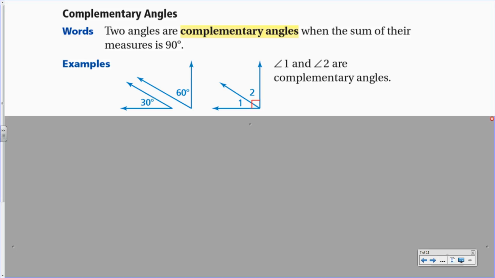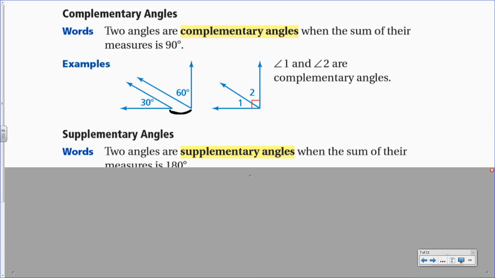Please notice in the first example that the angles are actually not touching. Whereas in the second case, it's a little more obvious that they're 90 degrees because there's a right angle in it. So 30 and 60 equals 90 in the first one, and angle 1 plus angle 2 together create a right angle. So we know they are complementary. It's helpful to know if angles are complementary because it can help you find missing angles.